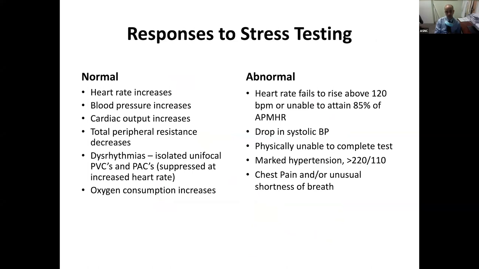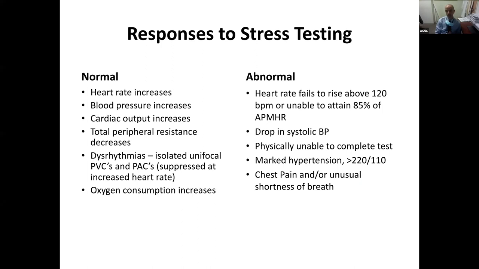Your peripheral resistance will decrease. And you might see some mild benign dysrhythmias related to the change in your sympathetic and vagal tone, such as isolated and unifocal PVCs and PACs that might decrease and be completely suppressed at higher heart rates. And physiologically also, as you might expect, your oxygen consumption will increase.